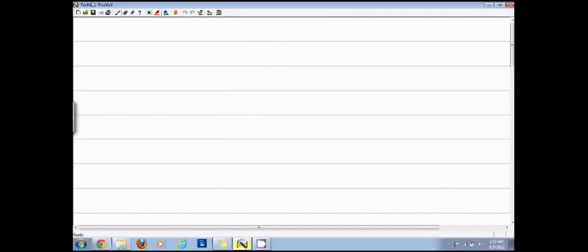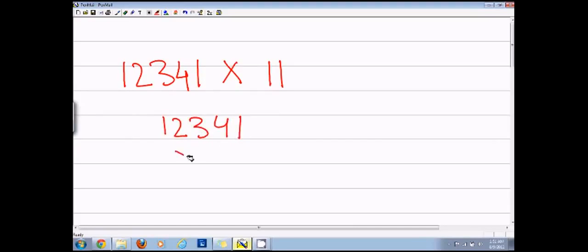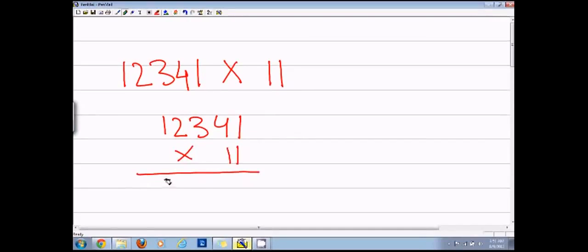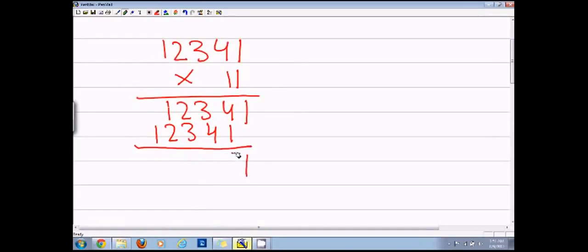Hi everyone, in this tutorial I will show you how to multiply numbers by 11 in a quick and easy way. For example, if I have the number 12341 and I want to multiply it by 11, the regular way would be to write 12341 and multiply by 11. In that case I'll write 12341 and 12341 shifted, and add them. So now I get 135751. So this is the regular way.